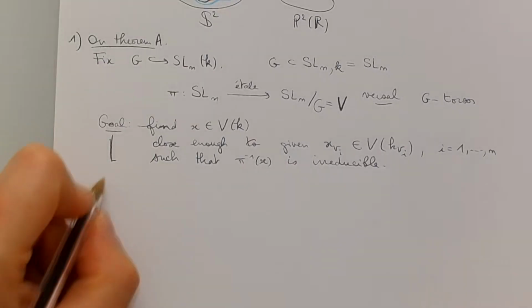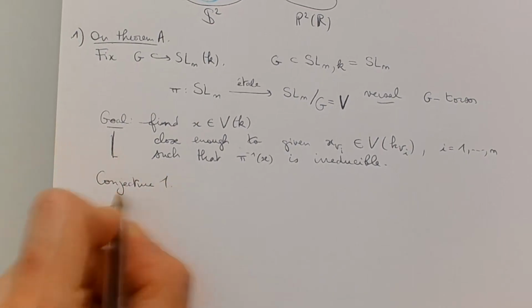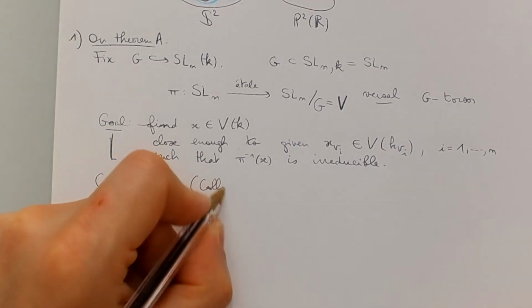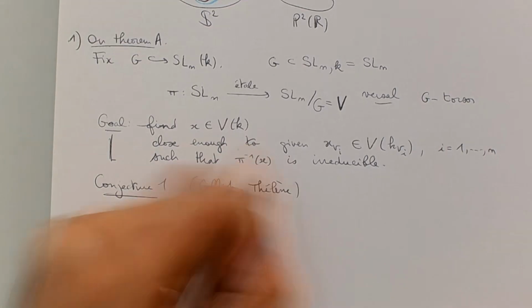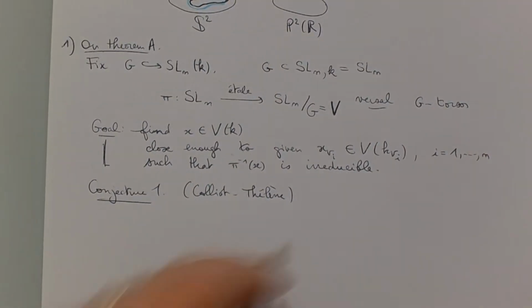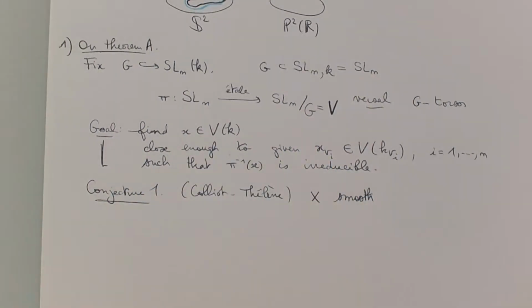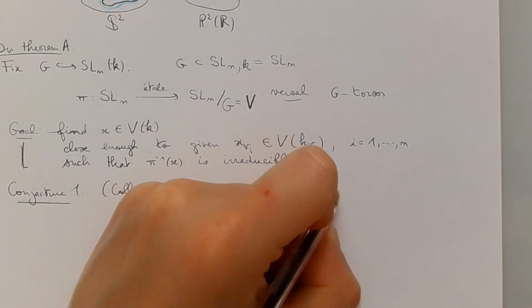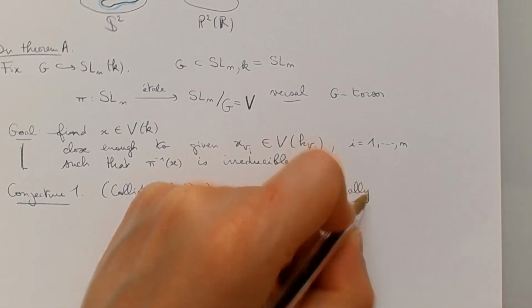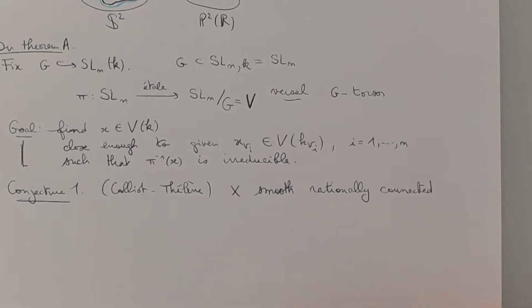So the conjecture is the following. Conjecture 1, due to Colliot-Thélène. It's not just about unirational varieties, but even rationally connected varieties. So let me recall this. X will be a smooth, rationally connected variety over our number field K.